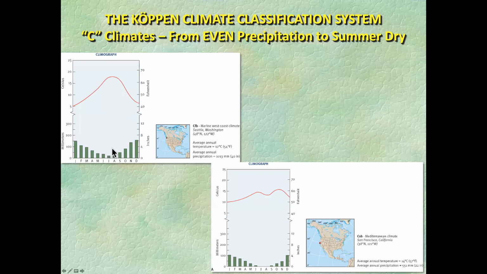Here's a Cs climate. Notice the summer is dry, the winter is wet. This would be San Francisco, for example. Very little precipitation during the months of May, June, July, August, September. Which is why California is having so many issues right now, because the amount of rainfall wasn't that big in winter, and then during summer they have no precipitation, so the drought gets made worse.